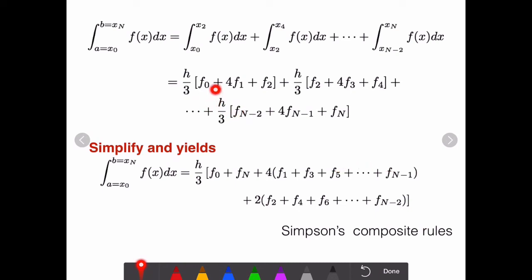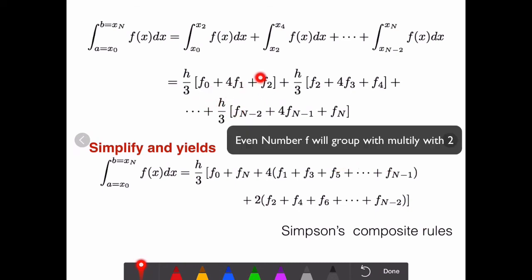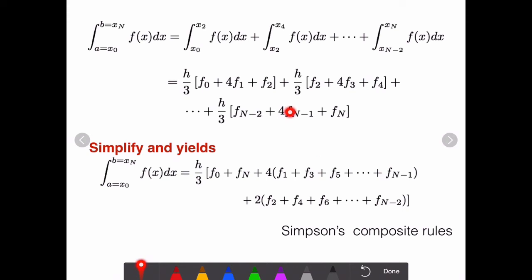And then the rest of the points, like f2, the even numbers, the even-numbered f's here, f2, f4, and then f6, until f(n-2). So these are the even numbers. So this is the formula for the Simpson composite rule, and you normally use this one for the integration.